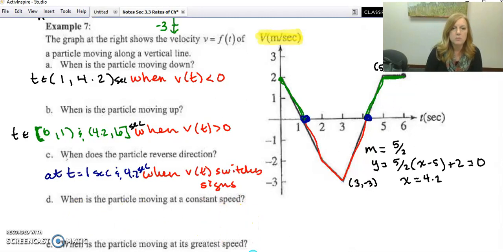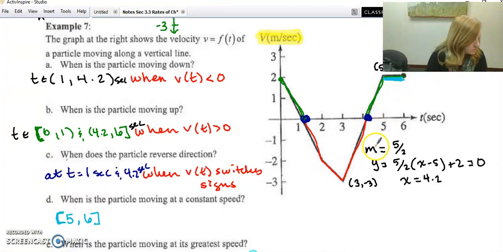All right, when is the particle moving at a constant speed? We're looking at places where our velocity is constant, because when your velocity is constant, then so is your speed, because speed is the absolute value. At a constant velocity, we're looking at places where it's horizontal. So the velocity is horizontal at this little section right here from 5 to 6. So the constant speed we're moving is for, and I am going to do brackets because it's the same speed. The speed is 2 at 5 all the way through 6.